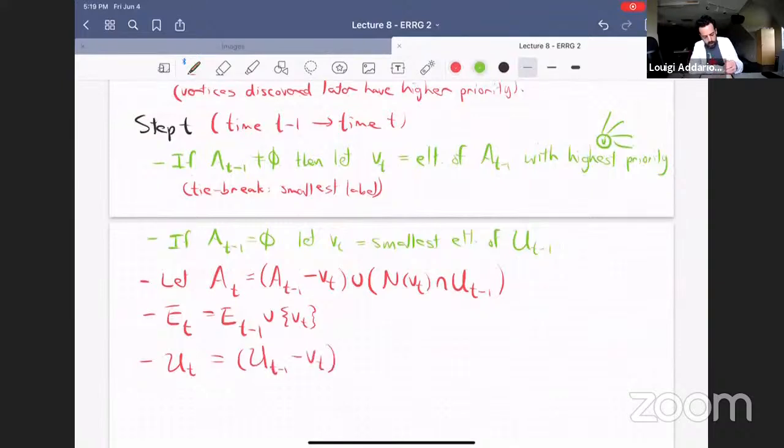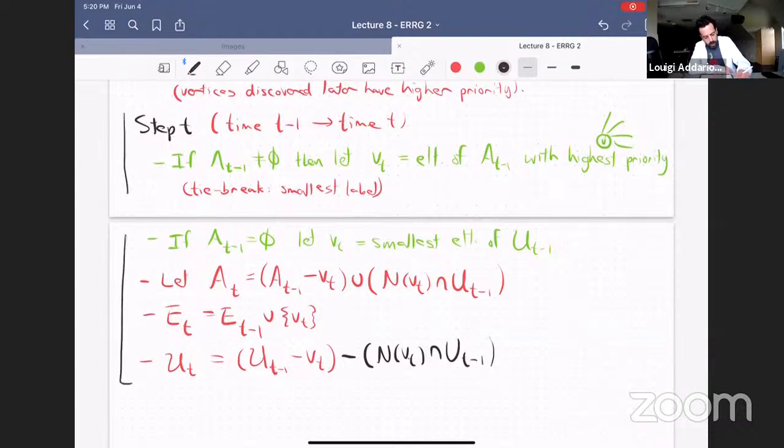So just a terminological note. I'll allow myself to write this even though this vertex might not be an element of this set. If it isn't, then when I try to remove something from a set it wasn't in in the first place, I just haven't changed the set. So this makes sense even if V_t isn't in U_{t-1}. And then I also need to remove all the stuff that I just discovered, so N(V_t) union U_{t-1}. Okay, so that's one step of the exploration.